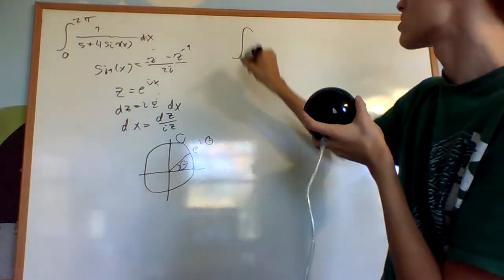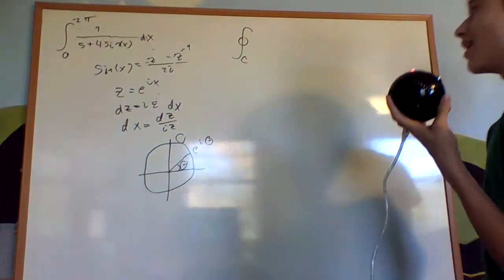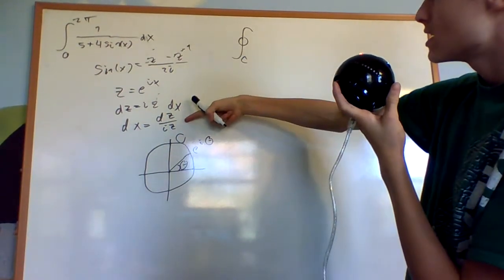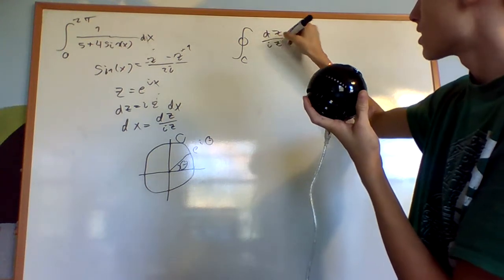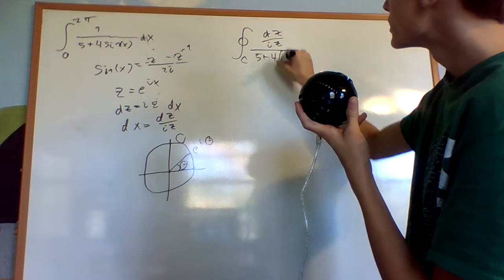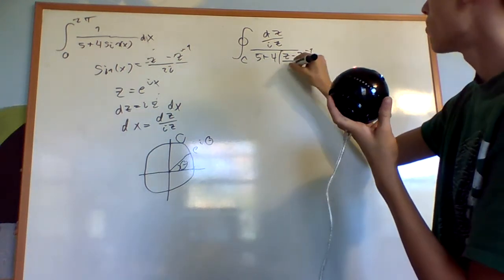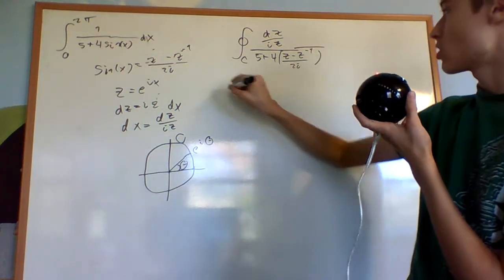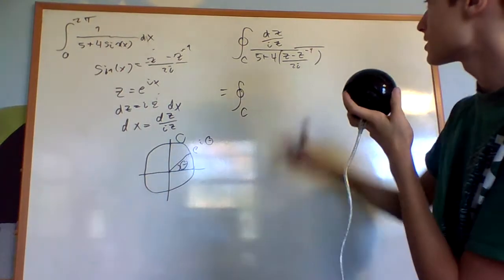So this is going to be the integral over C. I'll write a little circle through the integral. Let's plug in all my values. dx is going to be dz over iz, and 5 plus 4 sine of x is 5 plus 4 times (z minus z^(-1)) over 2i. So now we have the integral along the curve C.